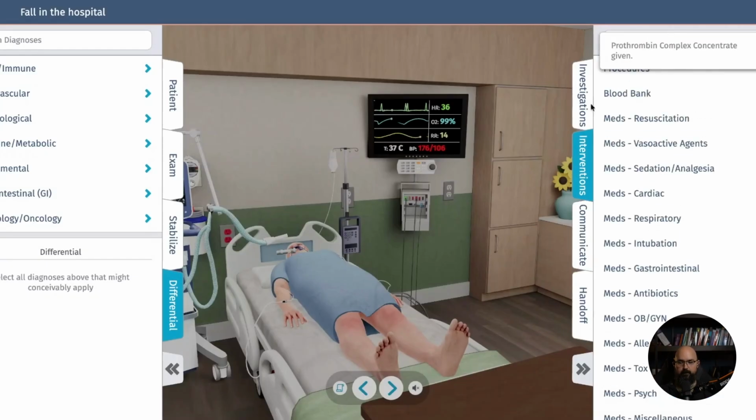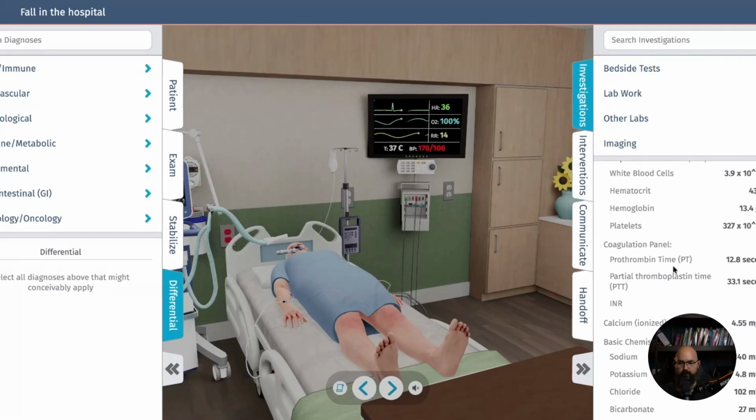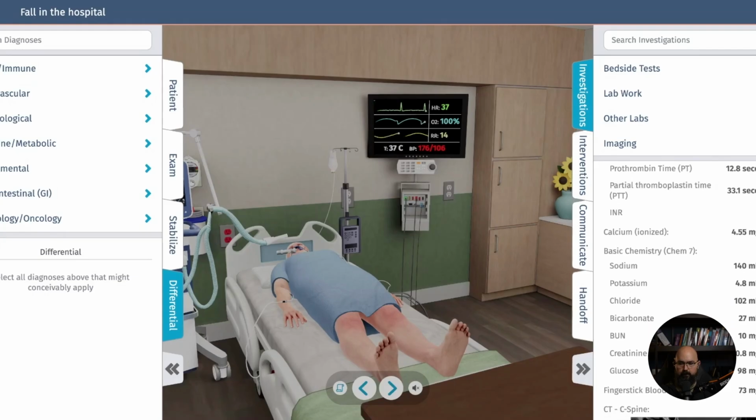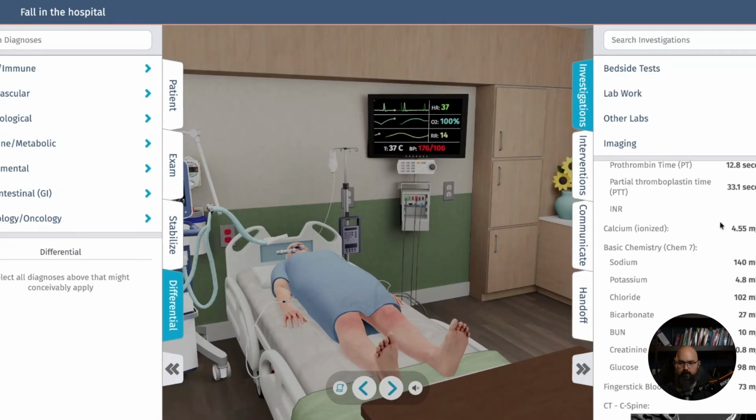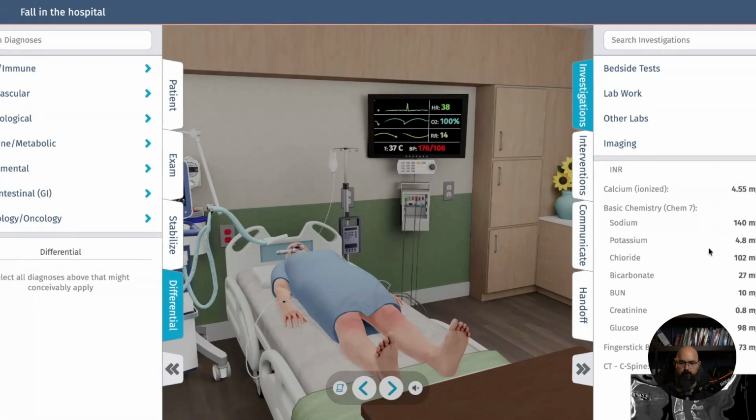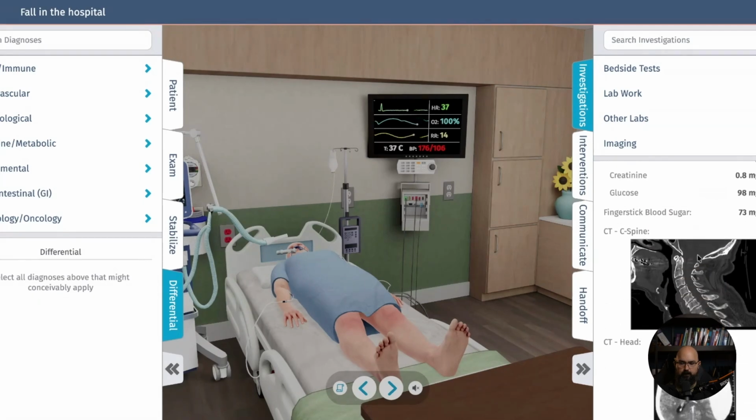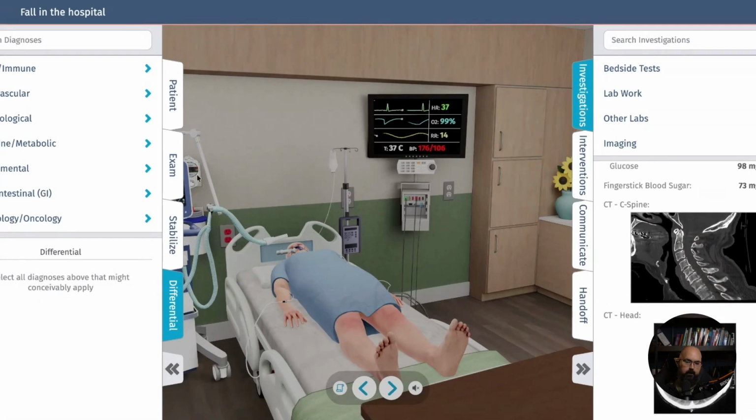I'll talk more about this once we get out of the acute phase. So, okay, we gave both of those meds. We'll just check our investigations really quickly. You can see INR is elevated, which we just tried to correct. Calcium, chemistry. Okay, so let's just do a quick recap.